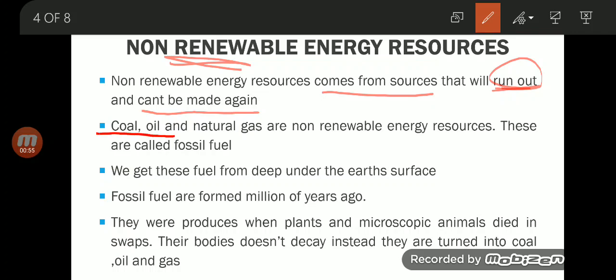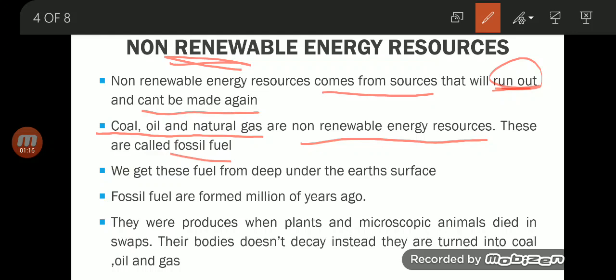Coal, oil and natural gas are non-renewable energy resources, and these are called fossil fuel. Fuel is a material that, when we burn it, produces heat and power. It is called a fuel.